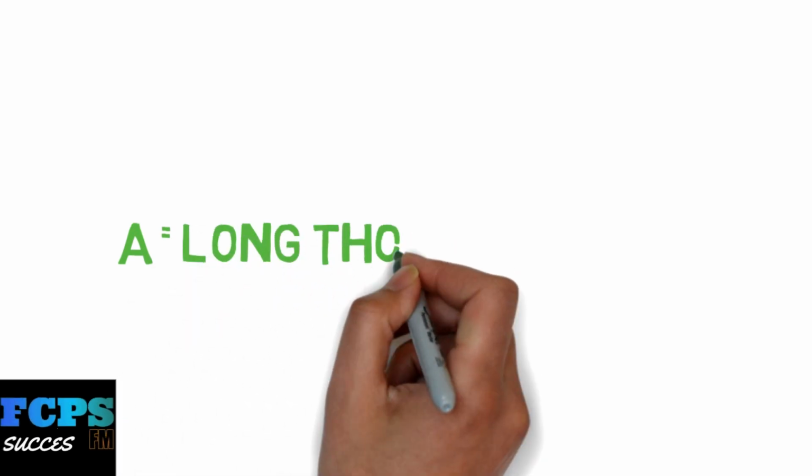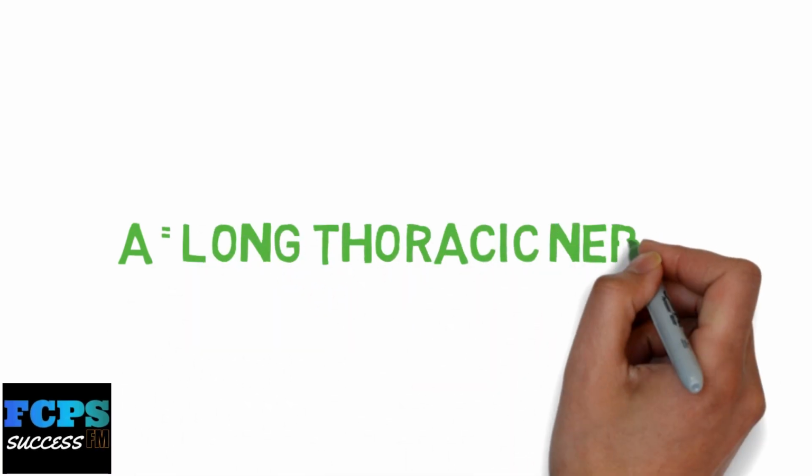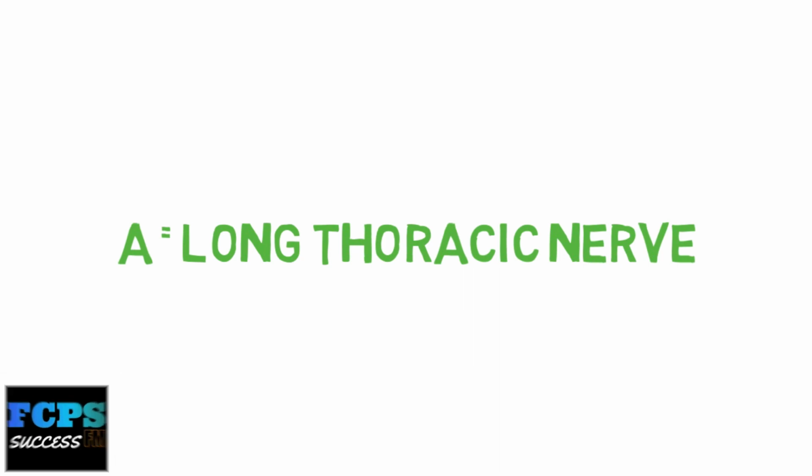The correct answer in this scenario is option A, long thoracic nerve, because it supplies the serratus anterior.